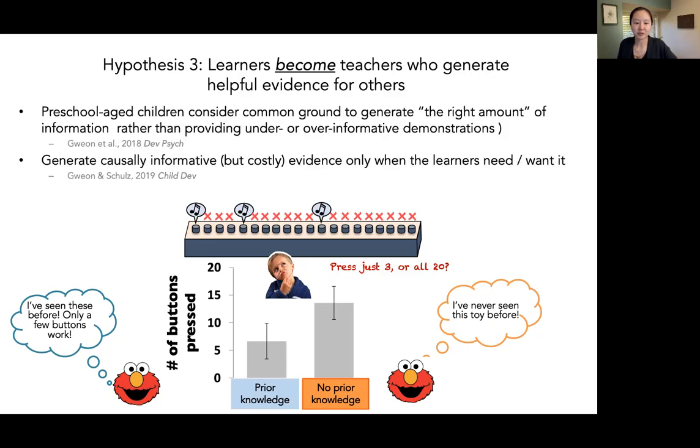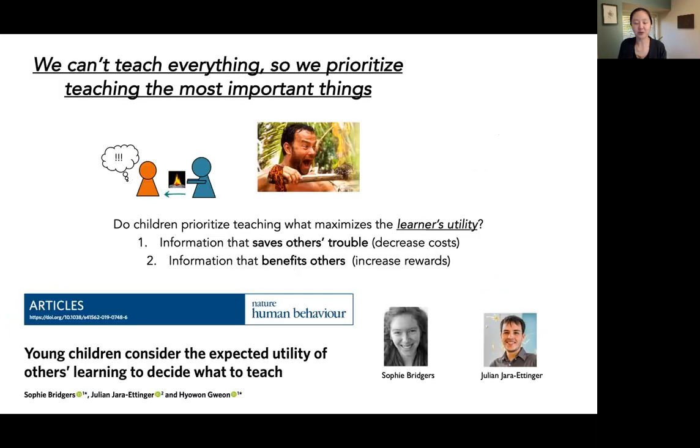What we have shown is that children consider common ground or others' knowledge to generate the right amount of information, and they generate causally informative evidence only when the learner needs and wants it. Now, the important question here is that children not only provide informative evidence in terms of deciding how much to show, but they also decide what is important to teach in the first place. So this is important because learners can discover things on their own, and teachers can teach, but they can't teach everything. So as a helpful teacher, it is important to be able to prioritize teaching the most important things.